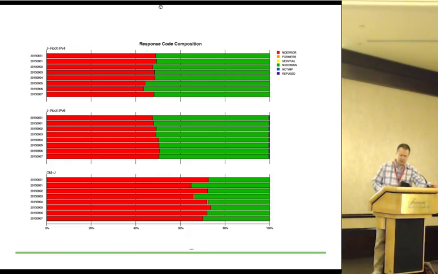So we can also look at the response codes. Red is no error, green is NX domain. For the current JRoot, it's pretty similar between v4 and v6. For old JRoot, actually quite a bit fewer NX domains.